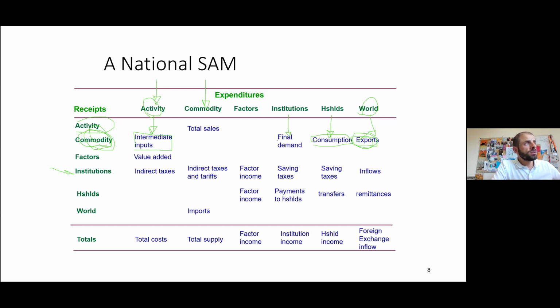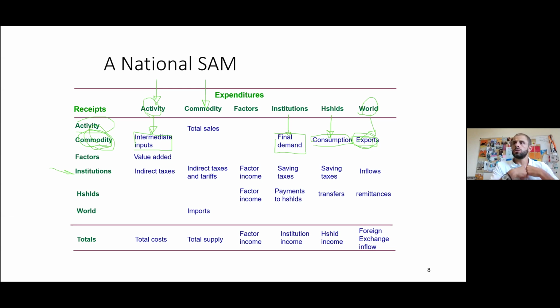intermediate inputs, by household in terms of consumption, and by the rest of the world in terms of exports. And here institutions include firms and government that will buy also final goods, because the government needs also to buy some goods. So that's the difference between commodity and activity. The difference between factors and institutions or households, because household actually is part of the institution. So factors are basically labor and capital, and they are combined with intermediate inputs to produce.